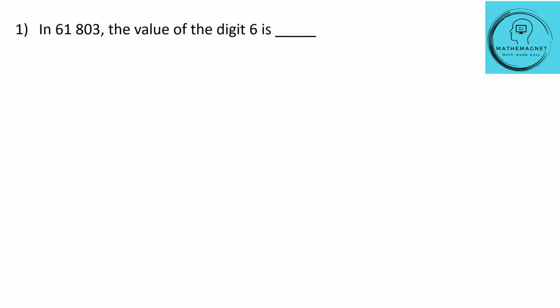The first question. In 61,803, the value of the digit 6 is. So here, if you see the digit places, 3 is in the ones place, 0 is in the tens place, 8 is in the hundreds, 1 is in the thousands, and 6 is in the 10,000s place. So the value of 6 will be 60,000.